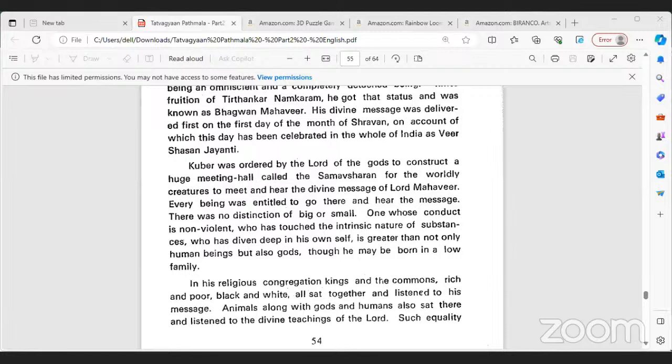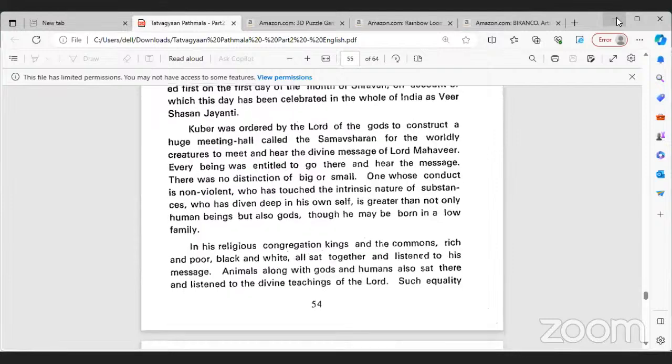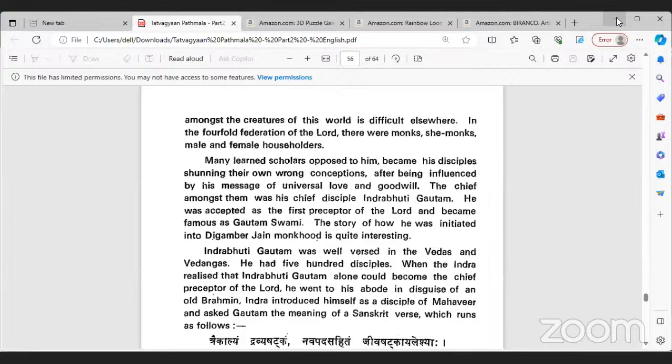In the fourfold federation of the Lord, there were monks, she-monks, male and female householders. Many learned scholars opposed him, but his disciples, shunning their own wrong conceptions, were influenced by his message of universal love and goodwill. The chief among them was his chief disciple, Indrabhuti Gautam. He was accepted as the first preceptor of the Lord and became famous as Gautam Swami. The story of how he was initiated into the Digambar Jain monkhood is quite interesting.